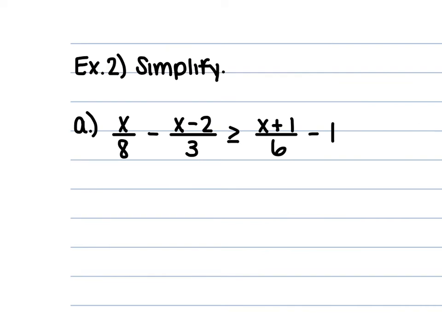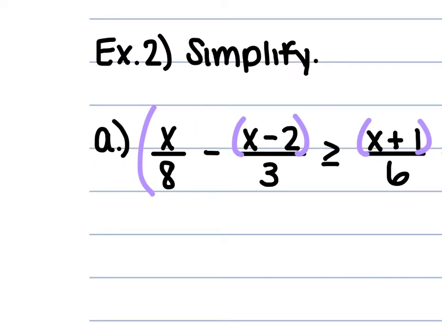For our next one, we have an inequality. So we're doing the same exact thing. Remember, if you're multiplying or dividing by a negative with these inequalities, those inequality signs switch. So if we look here, we have x over 8 minus x minus 2 over 3. I'm just going to put parentheses around this x minus 2, so it makes my life a little bit easier, is greater than or equal to x plus 1 over 6 minus 1. So our least common denominator here is 24. So we're going to multiply everything by 24.